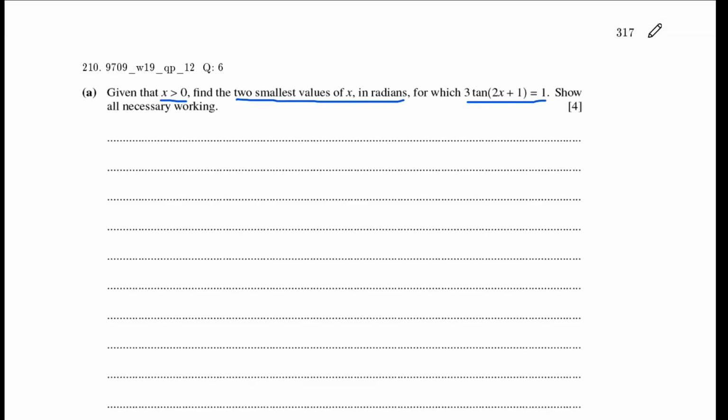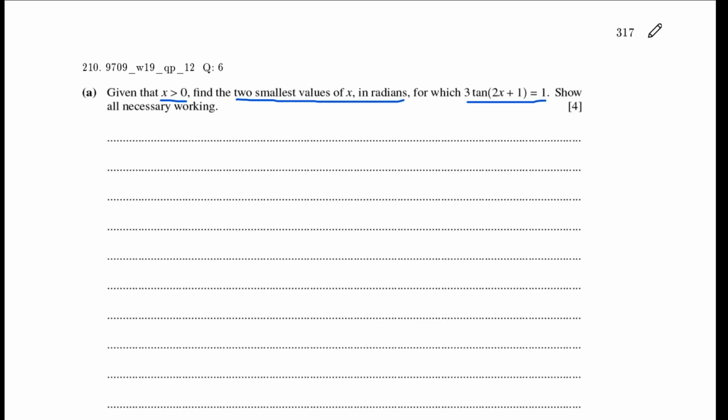Today, I'm going to look at the following question. Given that x is bigger than 0, find the two smallest values of x in radians, of which 3 tan(2x plus 1) is equal to 1. Show all necessary working. I picked this question for two reasons.